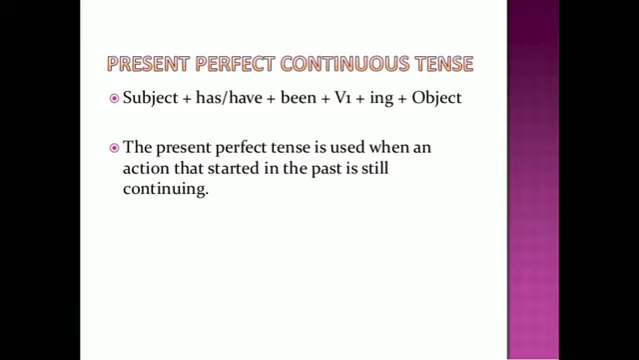Now, we will discuss the present perfect continuous tense. So, how do we form a sentence in the present perfect continuous tense? The formula for it is subject plus has/have plus been plus first form of verb plus ing plus object. The present perfect continuous tense is used when an action that started in the past is still continuing. So, this tense shows that the action that began in the past is continuing up to the present time.